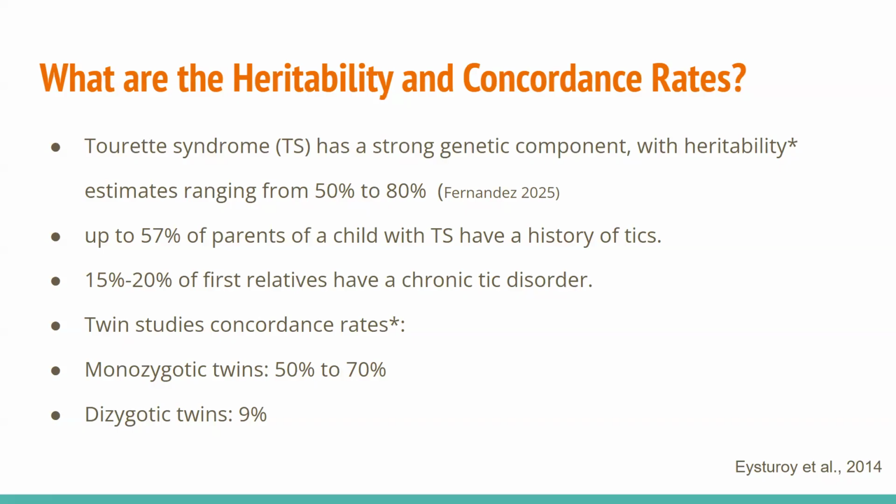And then in twin studies, the concordance rate for monozygotic twins is 50 to 70%, meaning that if one of the monozygotic twins has Tourette syndrome, then there's about a 50 to 70% likelihood that the other twin develops Tourette syndrome. And then for dizygotic twins, it was 9%, meaning if one dizygotic twin had Tourette syndrome, then there's about a 9% likelihood that that other twin has Tourette syndrome as well.